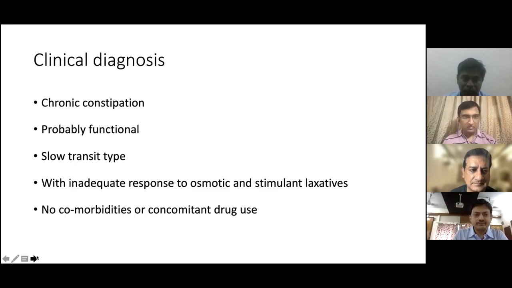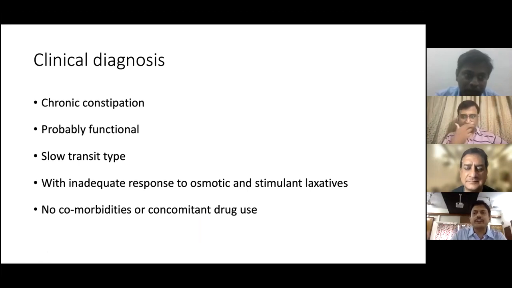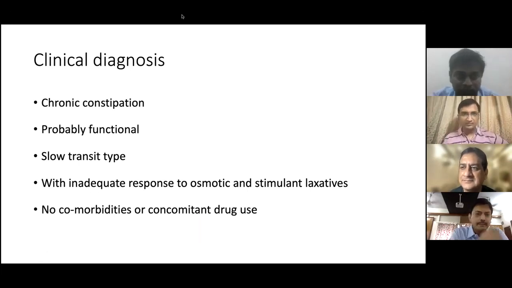Okay, coming to the discussion, sir. Now that you have presented your history, what's your complete clinical diagnosis? So the syndromic diagnosis is chronic constipation, probably functional. The type is slow transit type, with inadequate response to osmotic and stimulant laxatives. No comorbid or concomitant drug use.